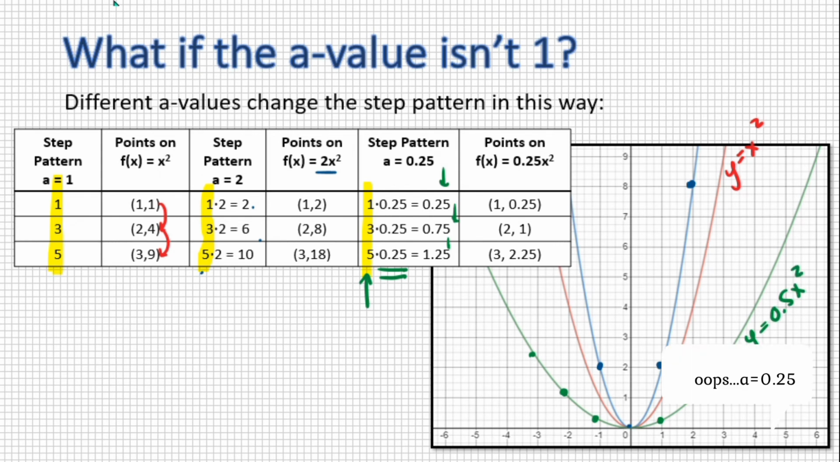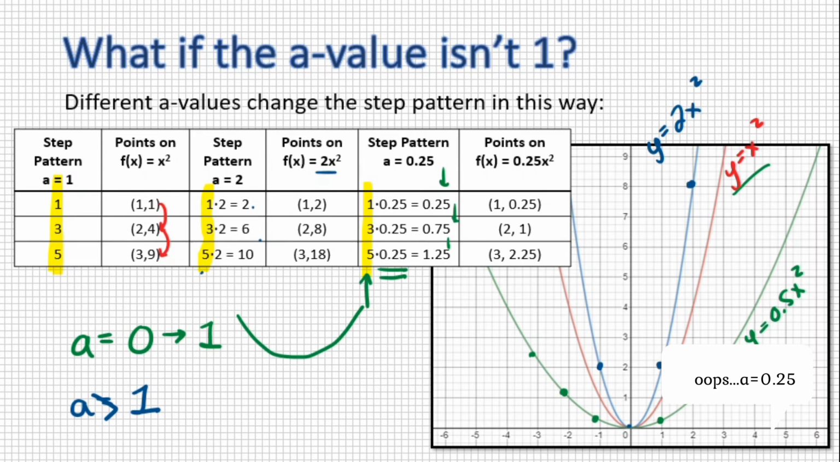And any time you have these a values between 0 and 1, you're going to get this compressed, wide, flat parabola. And the closer you are to 0, the wider it is. The closer you are to 1, the closer it is to the parent graph here. If you have a is greater than 1, you're going to get the blue situation, like y equals 2x squared. The higher the a value, the thinner the parabola, the more rapidly it goes up. So this is a handy trick for graphing.